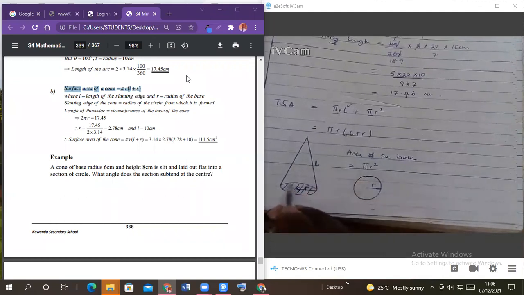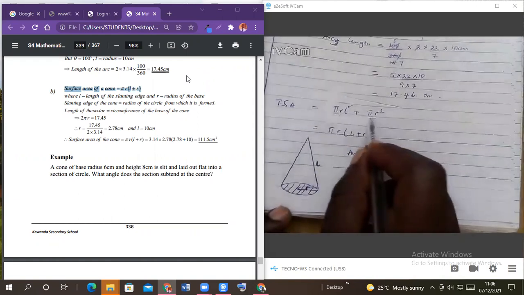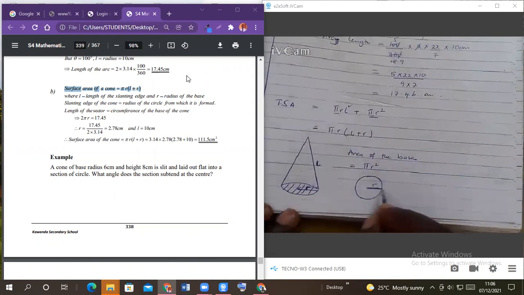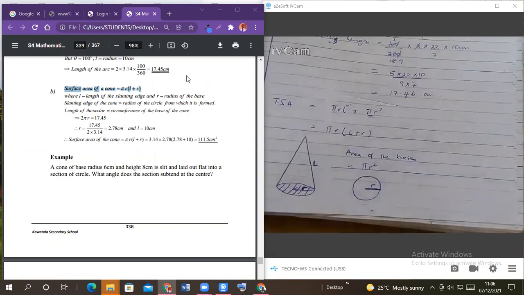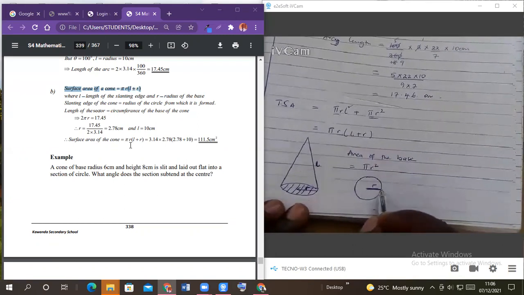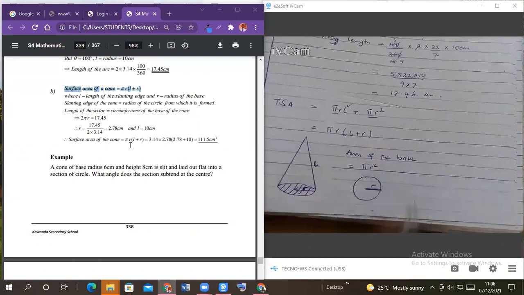So this is the base, and this is the curved surface. The area of the base is in the form of a circle, that's why here we have pi r squared. So for us to find the area of this circle, we have to first find the radius, because we don't know this radius.